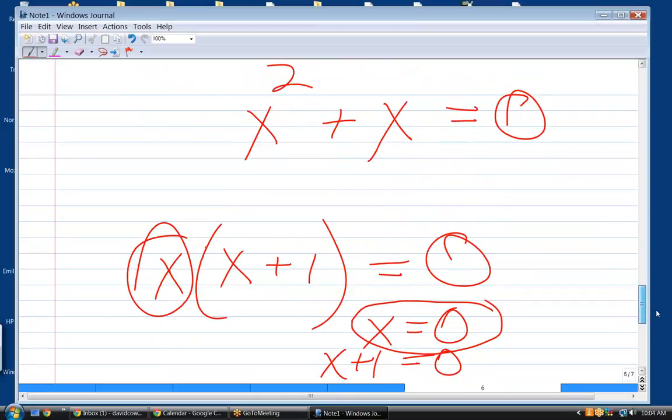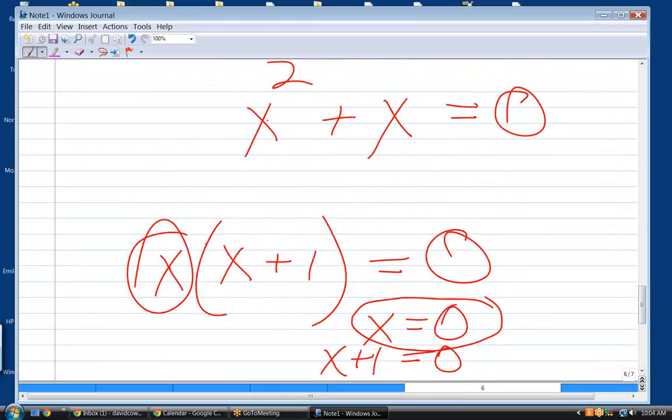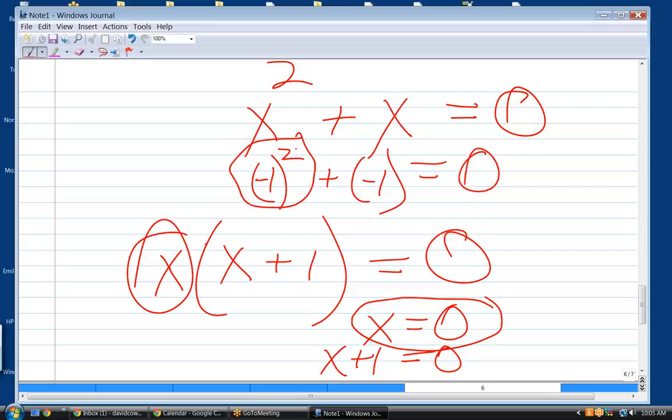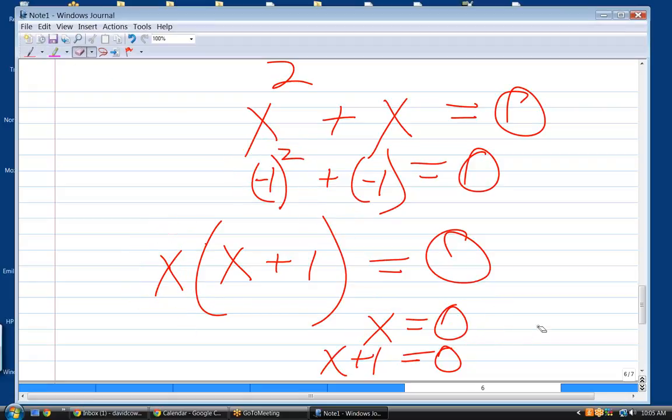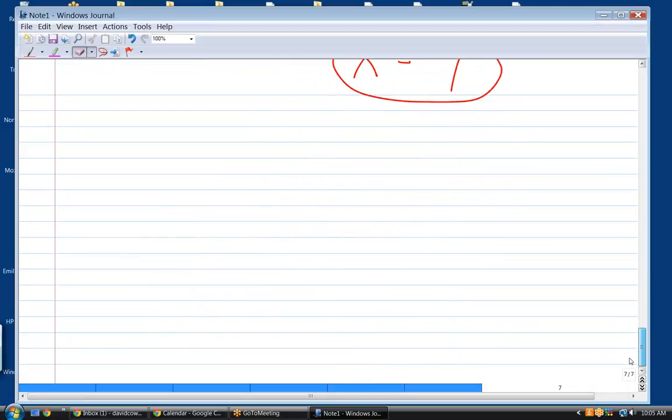And if we go back and look at the problem, when I put 0 in, I get 0 squared, which is 0, plus 0. So that works. But when I put minus 1 in, notice that that also works. Minus 1 squared plus a minus 1 does indeed equal 0, because that's equal to plus 1. So then I have plus 1 minus 1 equaling 0. Okay, so that's greatest common factor, and that's the reason we do it.